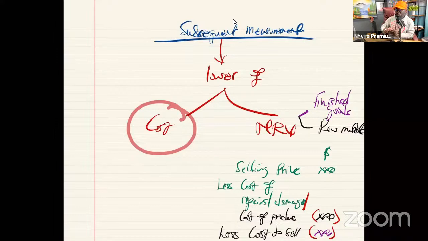So on subsequent measurements, what are we saying? We are saying that inventory will be carried at lower of cost and net realizable value.